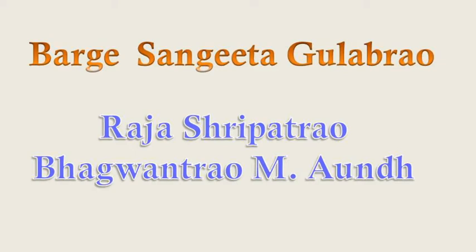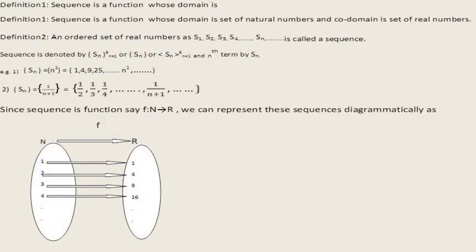Let us revise our topic sequence and series. So let us define sequence. A sequence is a function whose domain is a set of natural numbers and codomain is set of real numbers.